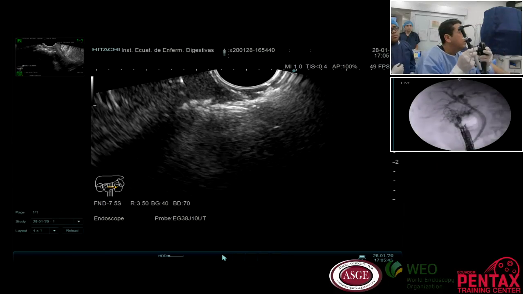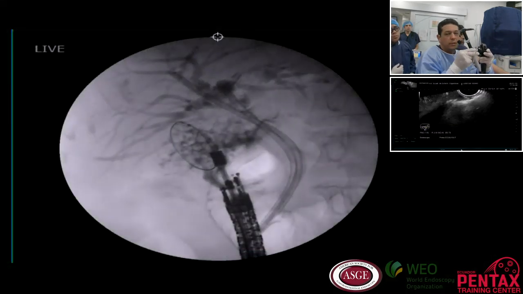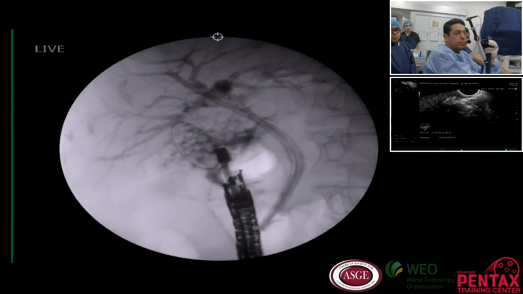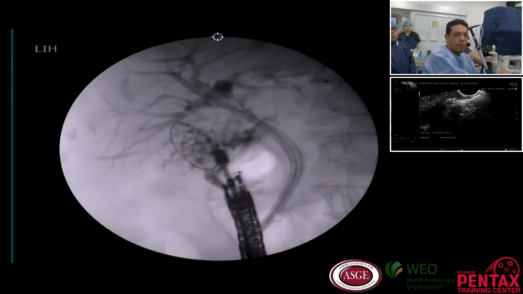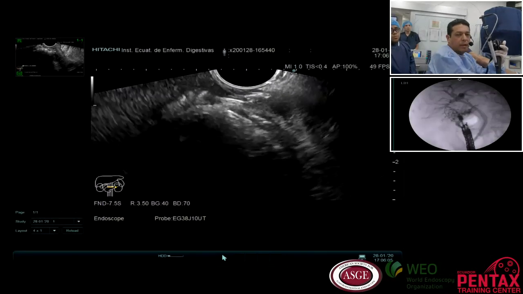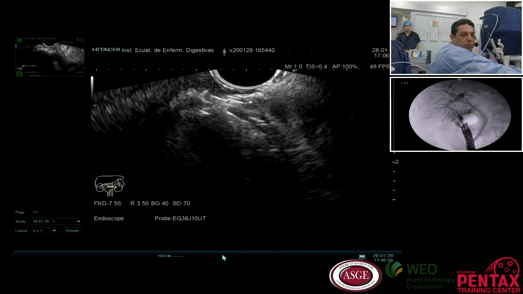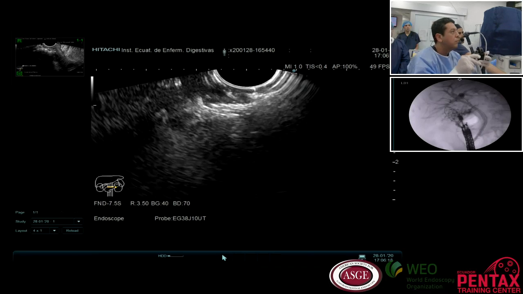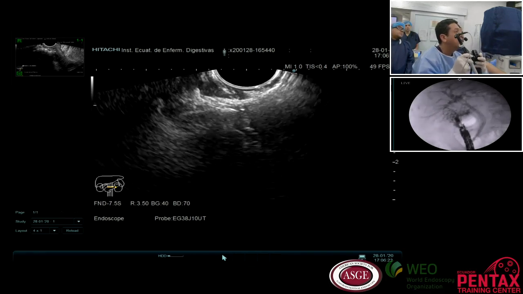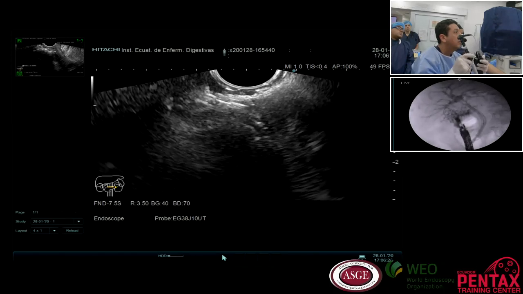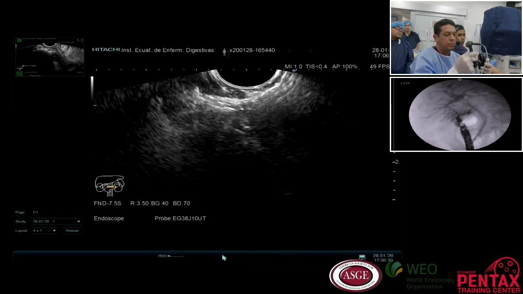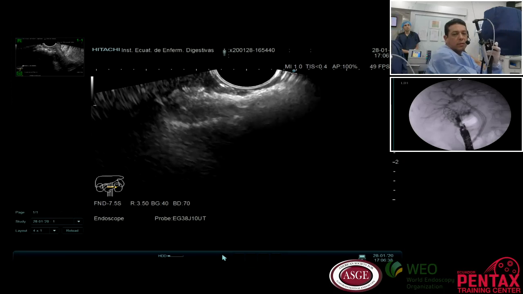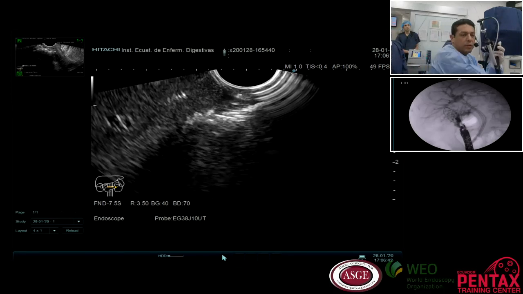I cannot see very well. It's not very well open. So I need to push a little bit. Very difficult case, huh? A lot of stones. So now my idea is to try to have a good position now and to push a little bit.